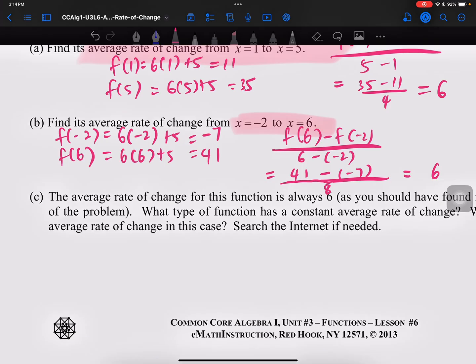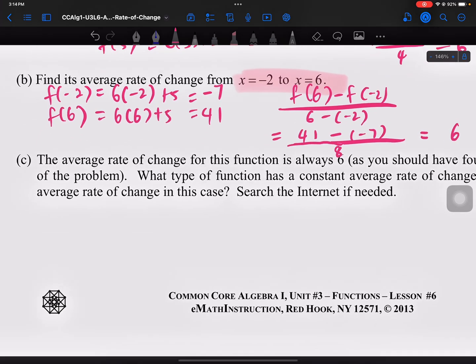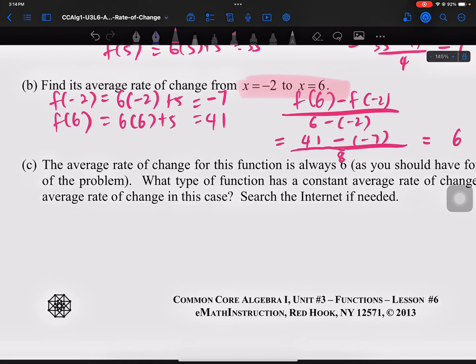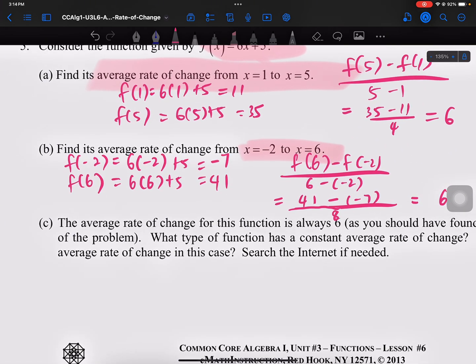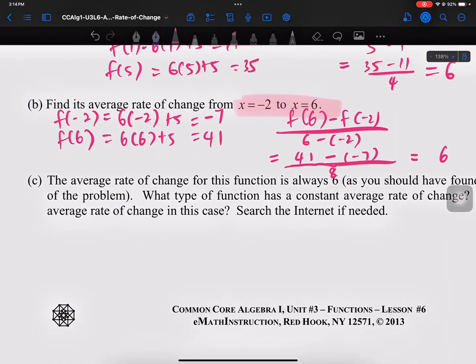So next, C, what does this tell us? Since we got the same answer for both examples, A and B, we got 6. It's constant, always 6. That means the function's rate of change never changes. This tells us the graph is a straight line and the number 6 is its slope. So only linear functions have average rates of change that are constant. This is a linear function. In this case, the average rate of change is the slope of the line.